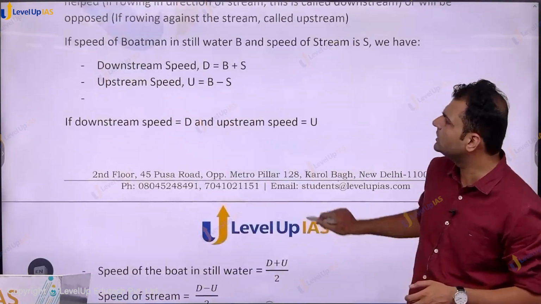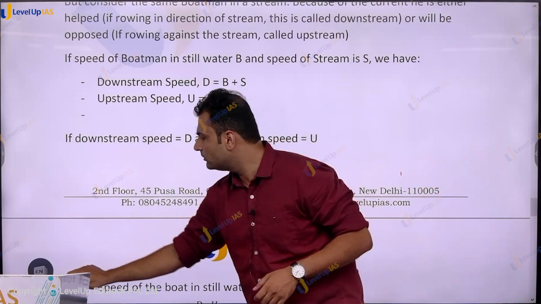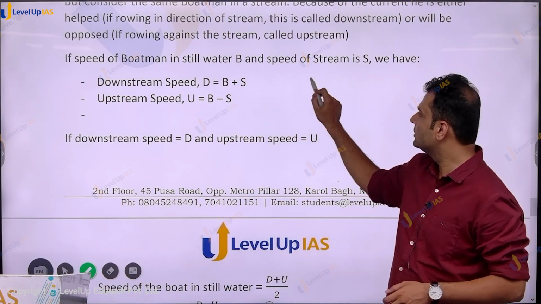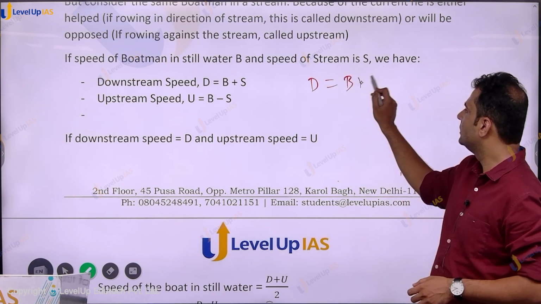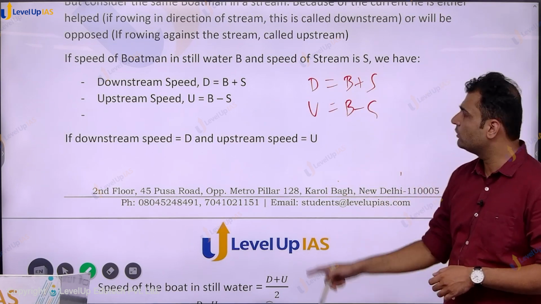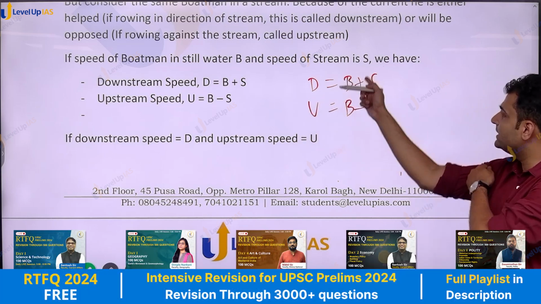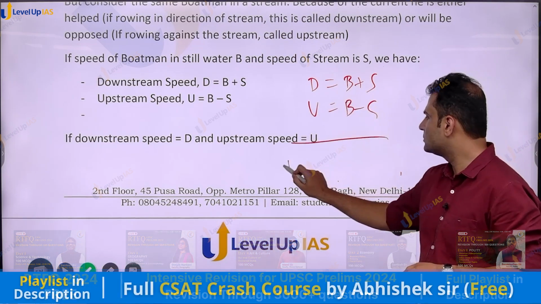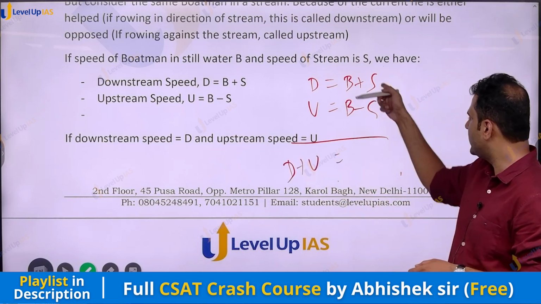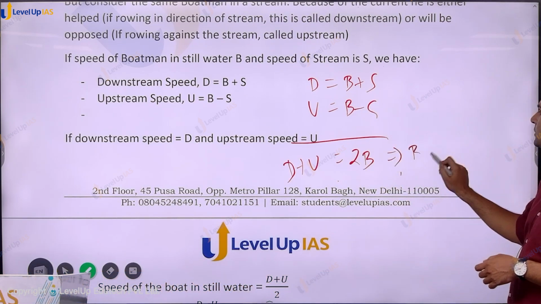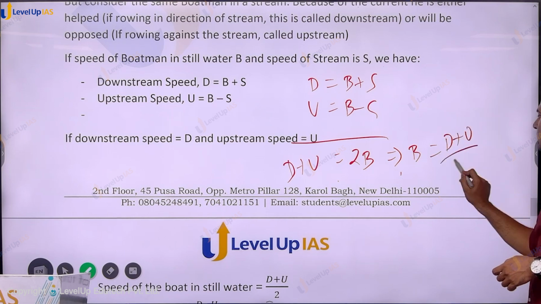So using this, what we have? Downstream speed D is equal to B plus S, and upstream speed U is equal to B minus S. So if I want to find out B and S in terms of D and U, how will I do? I'll just add these two. So I'll get D plus U is equal to 2B, S minus S will get cancelled. This implies B is equal to (D plus U) by 2.